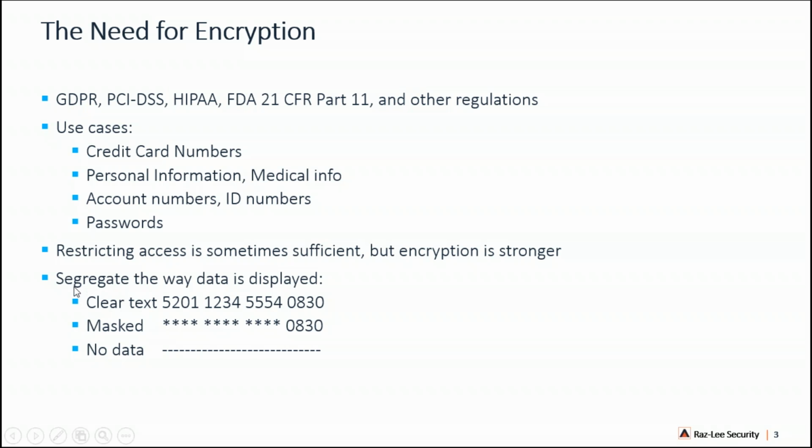Usually when we speak about encryption, we see three ways of viewing the data. One is called clear text, where we see the full value. This is an example of a credit card. We have the ability to see it masked, which, when we speak about credit cards, usually shows only the last 4 digits. And with no data, this means just show a blank or dashes or anything.